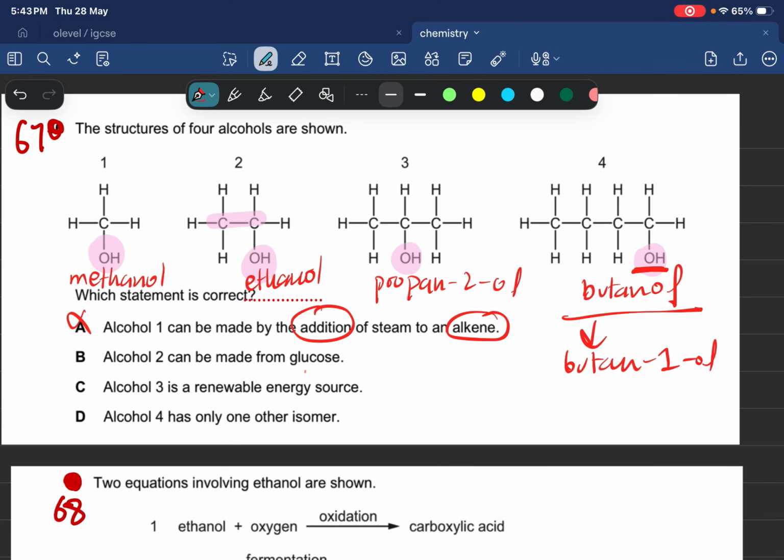Alcohol 2 can be made from glucose. Yeah, you can make ethanol from glucose by the fermentation of glucose. You add yeast to it, and then you can make it. Alcohol 3 is renewable. No, it's non-renewable. You get it from your crude oil, all this from the petroleum.